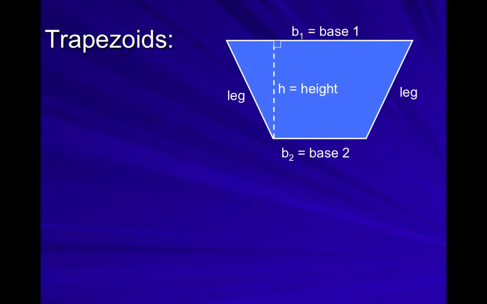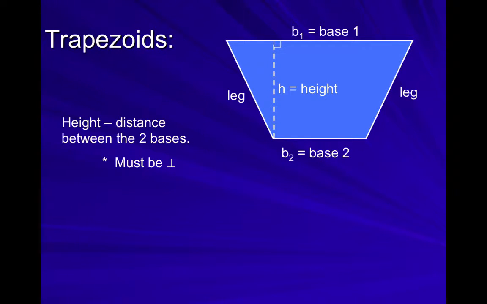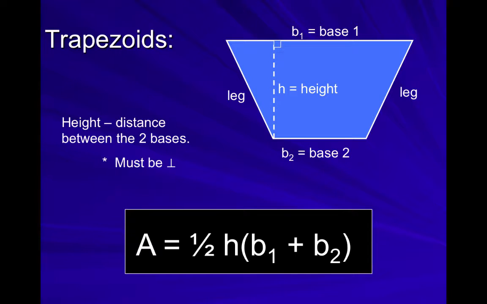Just remember that there's two bases and then the two legs. The bases are the parallel sides and then the legs are the opposite ones. And then in here we also are going to need our height, which just like our triangle and our parallelogram is from one base to the other. So it's going to be the perpendicular line from one base to the other. Okay? Basically, there is only one formula that you want to use.